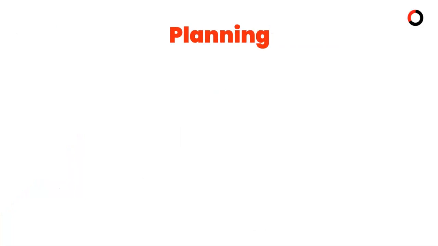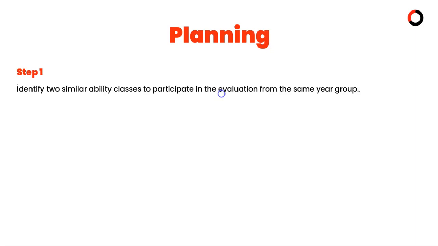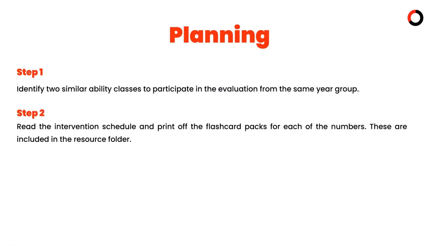So let's look at the planning from a step-by-step approach. Step 1. Identify two similar ability classes to participate in the evaluation from the same year group. Step 2. Read the intervention schedule and print off the flashcard packs for each of the numbers. These are included in the resource folder.